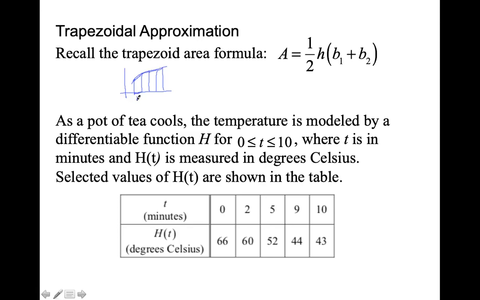If I'm using my trapezoid area formula, you kind of have to turn your head sideways. This is the height. This is one of the bases. And this is another base. So if I'm trying to find the area of this trapezoid, it's 1/2 the height times the sum of B1 plus B2. That's the way the trapezoid area formula works.